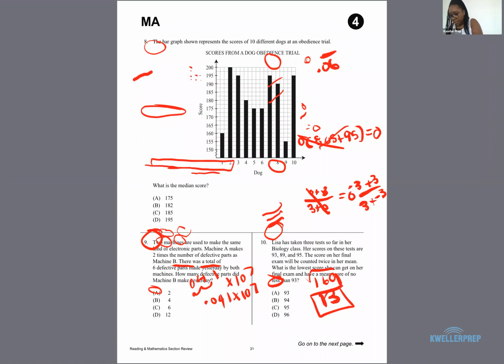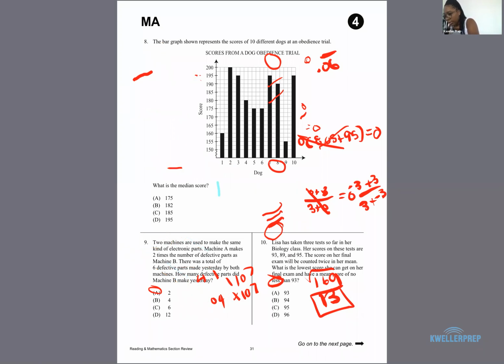Now I do have to do some erasing just to get a clean slate.